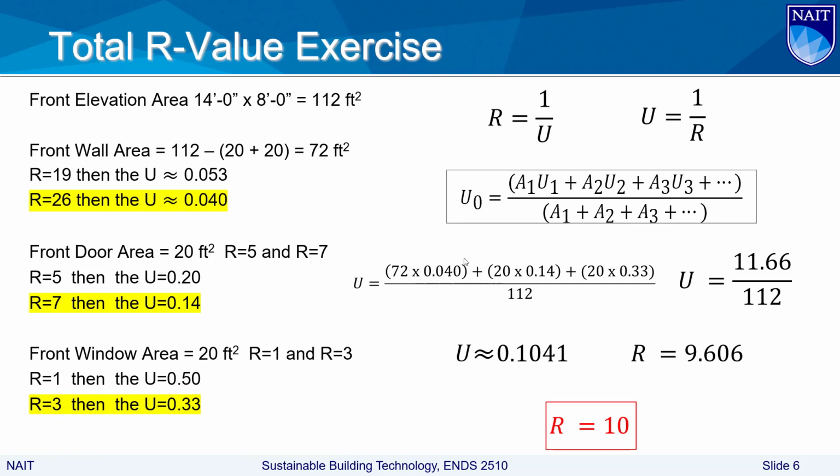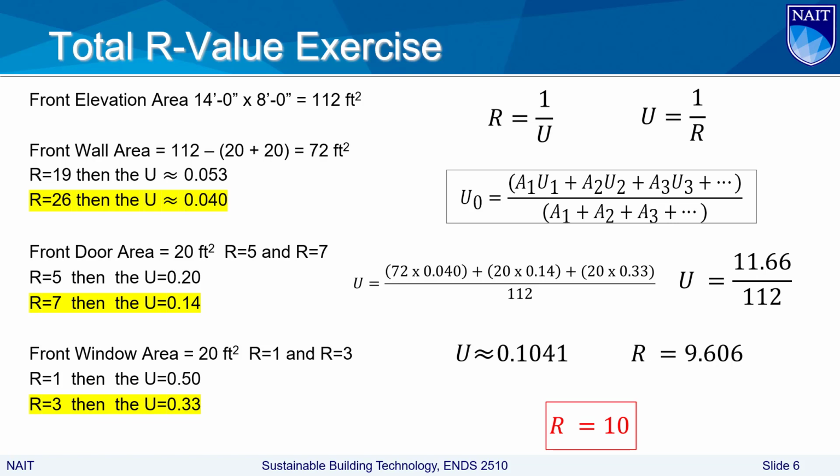A1, U1: A1 is 72, U1 is 0.04, and then 20 for the door with the U value 0.14, and the total area in square feet for the window times the U value for the window becomes 11.66 over 112, which is going to be a U value of 0.1041, which is an R value of 9.6. As I mentioned, we are going to round them. So when we round this up, it's going to be almost 10.